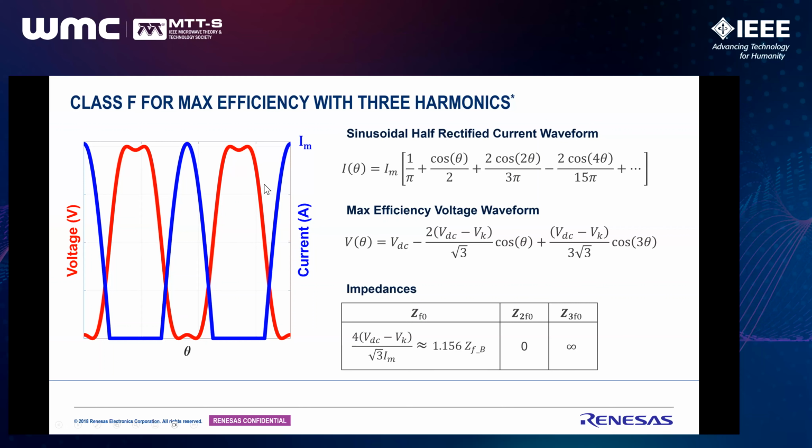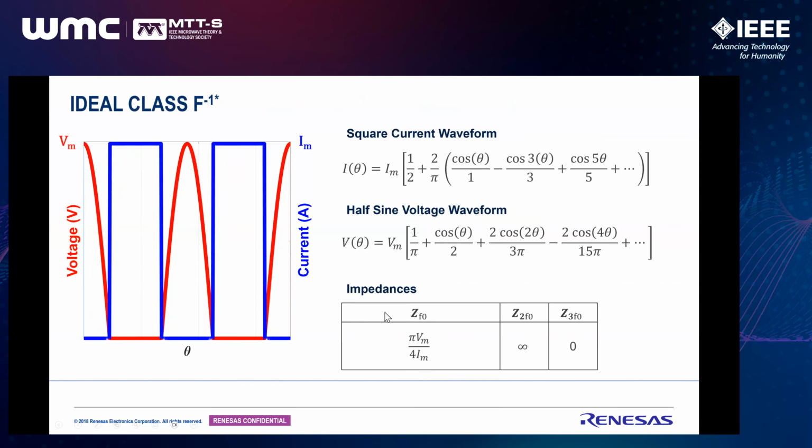It's not a perfect rectangular waveform, but it's very close to that. We are considering up to third harmonic, so the price is there. But still, we try to maintain a voltage waveform shape very close to rectangular, and try to minimize the overlapping between the current and voltage waveforms as much as possible. And that way, we improve the efficiency of a class F power amplifier from class B's 78.5% up to 90%.